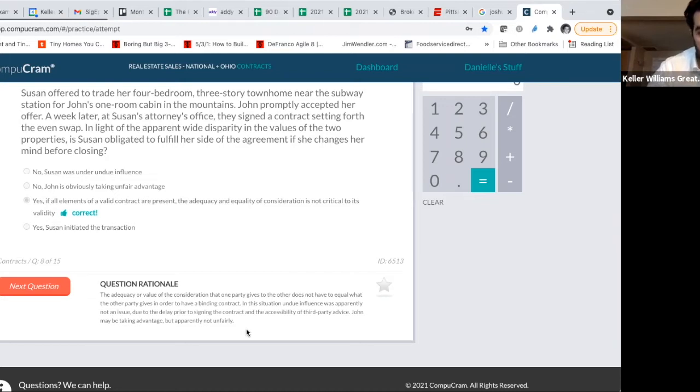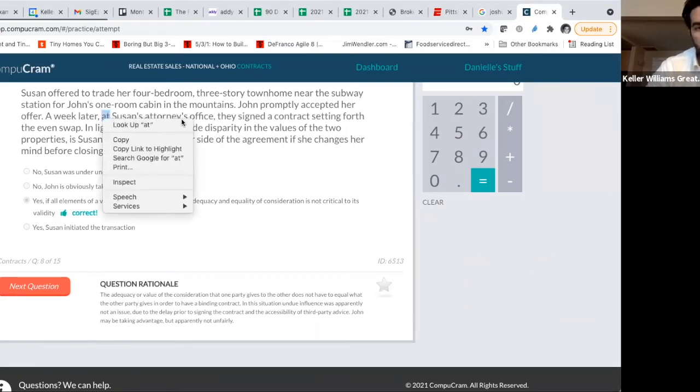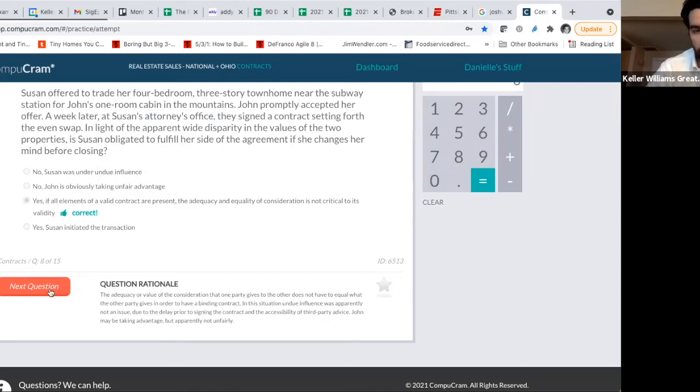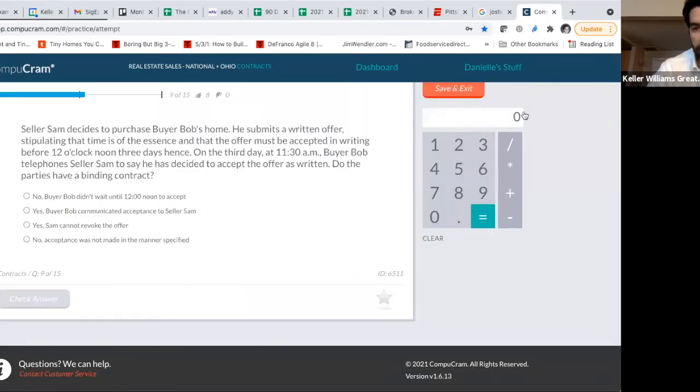Now, you would think maybe that she's not in the right state of mind, or she's under undue influence, but they cue that up with her signing it at her attorney's office, and her attorney likely wouldn't allow that to take place if she was under duress or undue influence. So yes, the value of the properties does not have to be equal. They can be disparate and still form a contract.